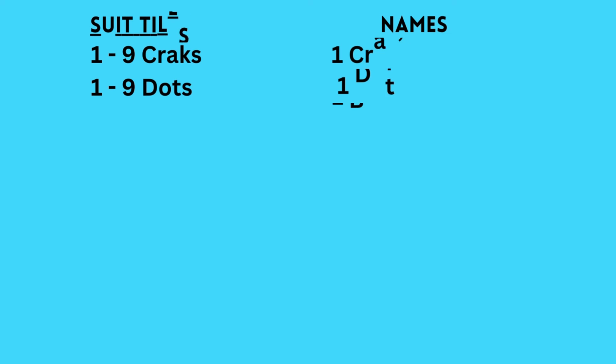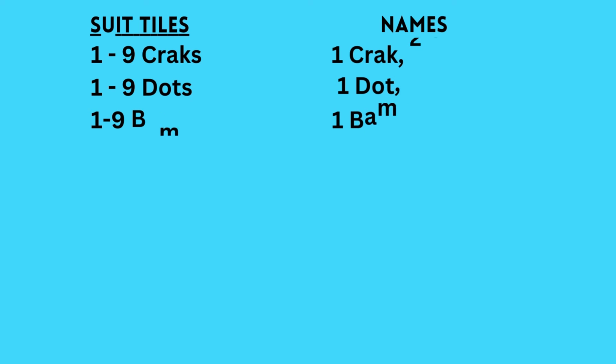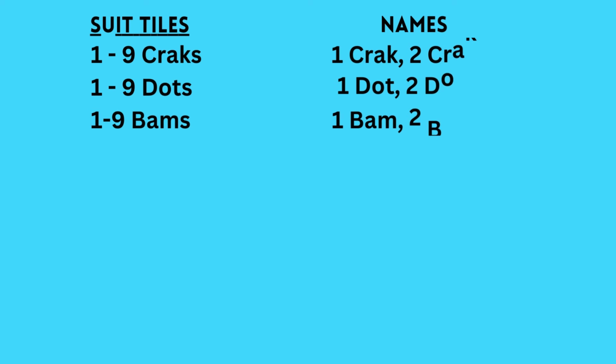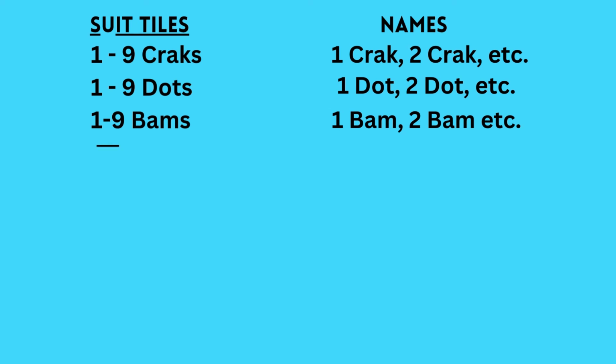The cracks, dots, and bams are named by their number and their symbol. So 1 crack, 2 crack, 3 crack. The dots would be named 1 dot, 2 dot, 3 dot. No plurals are used. And the bams, 1 bam, 2 bam, 3 bam.